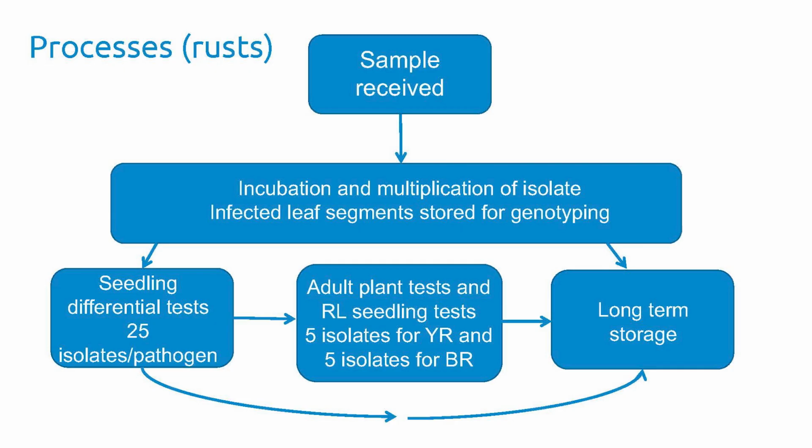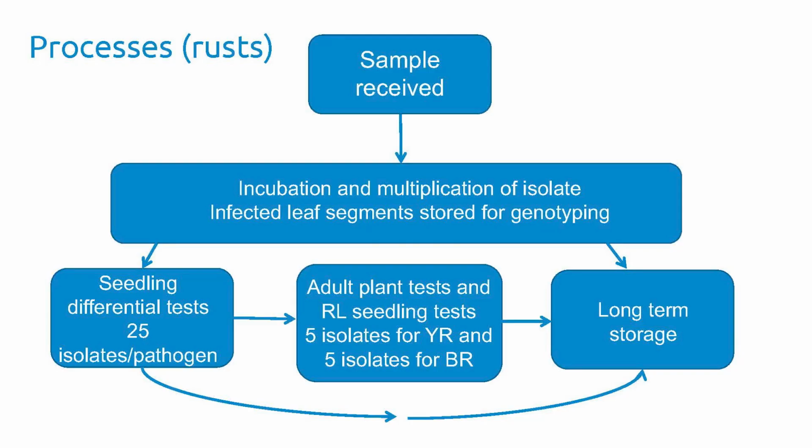So for those of you that don't know, when a sample is received at NIAB, Amelia will incubate the samples and multiply each of the isolates that's sent in. And we also store an infected leaf segment for genotyping. We then, out of the samples that are sent in through the year, whittle down to just 25 isolates per pathogen that we're able to test on our differential seedling screens.